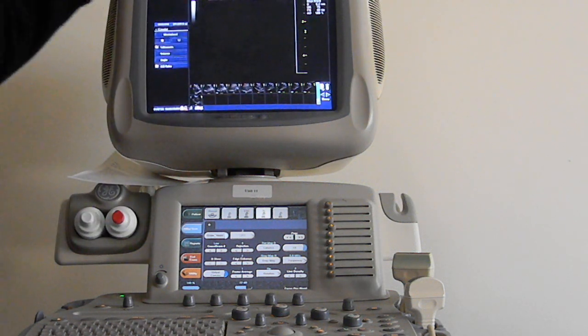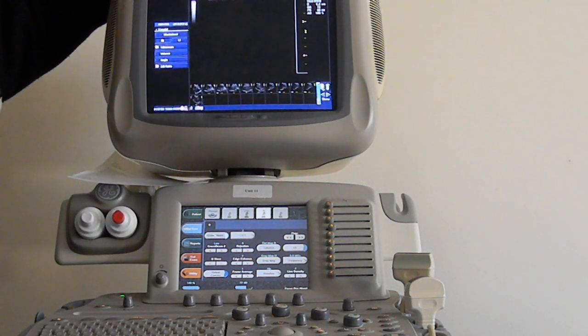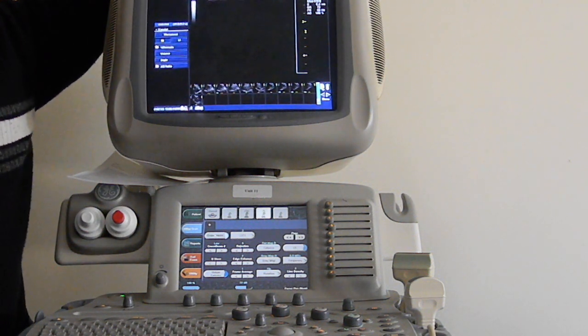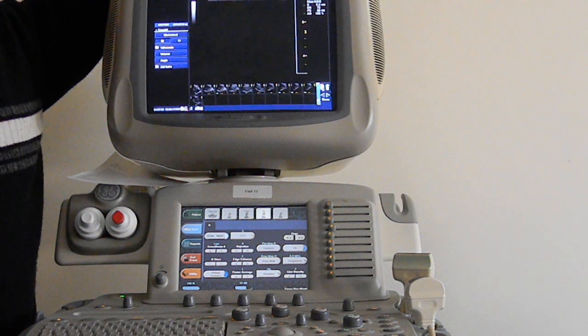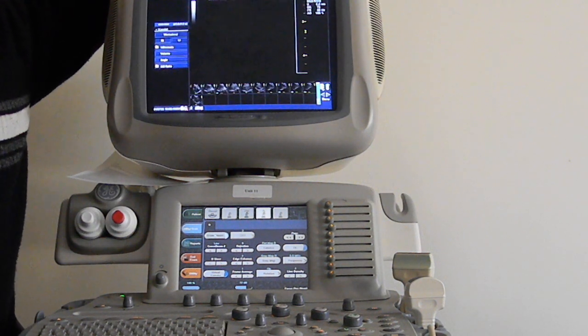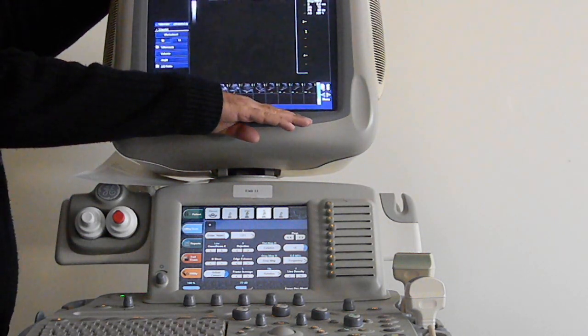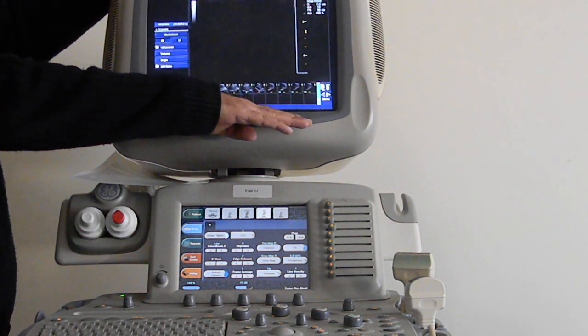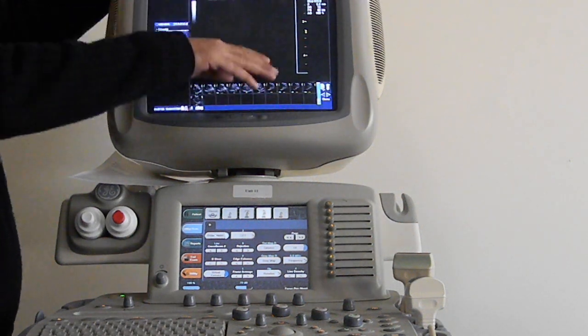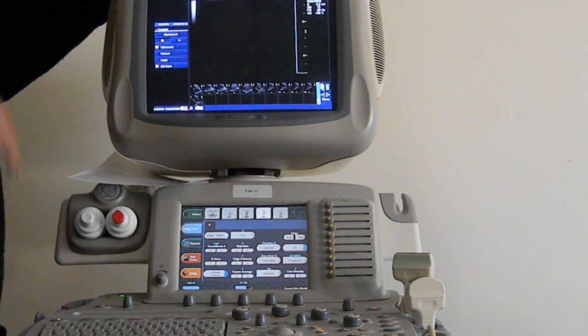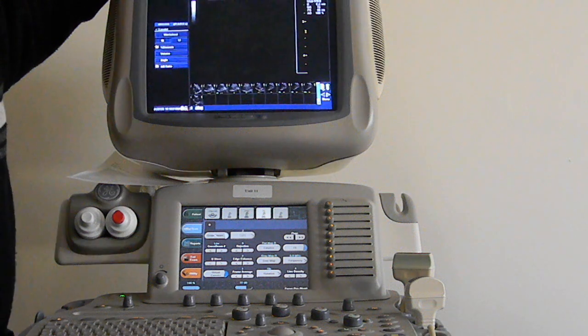You may say this is too short of a distance, because the structure that I want to visualize may be at a depth of, let's say, 7 centimeters, which may have been something down here. So how do we bring this down here into your image? We increase the depth.